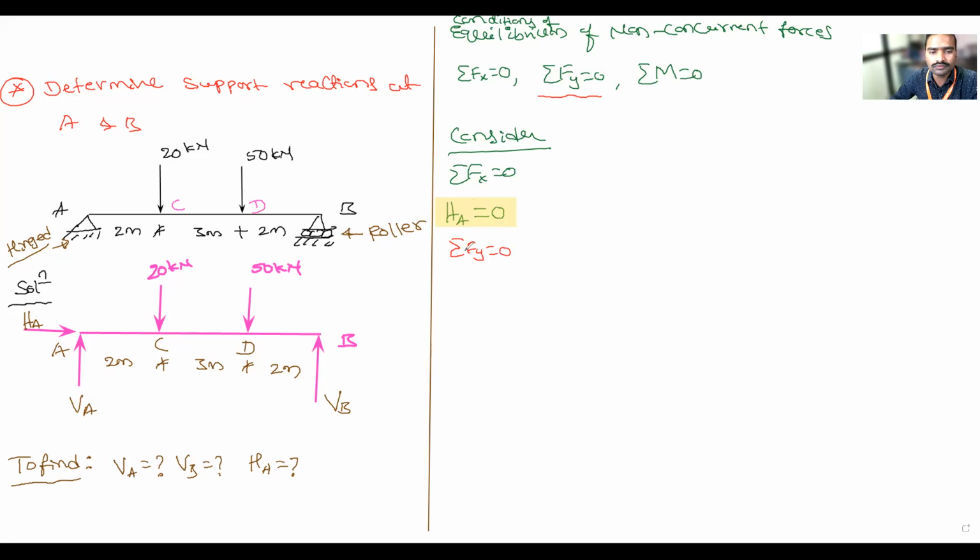Sum of all the forces which are moving in vertical direction is equal to 0. Correct, Aina? Yes, sir. Okay. What are the forces which are moving in the vertical direction? So for this I will assume one condition. So what is that condition?